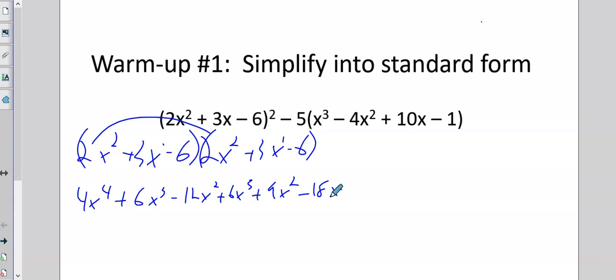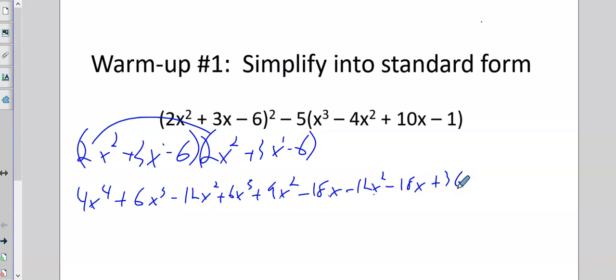And last, negative 6 times everything. So negative 6 times 2 is going to be negative 12, x squared tags along. Negative 6 times 3 is negative 18, the x tags along. And plus 36. Now it should be 9 terms: 1, 2, 3, 4, 5, 6, 7, 8, 9.